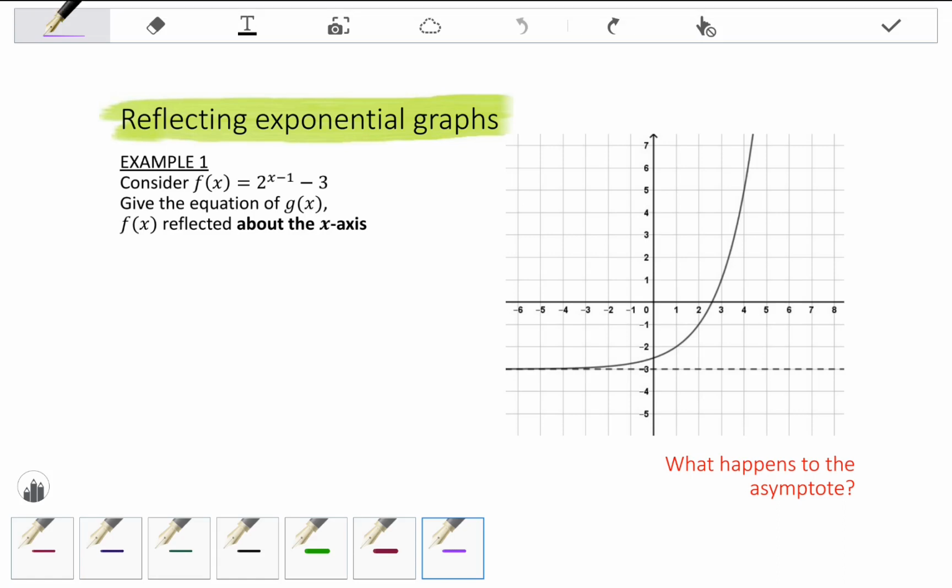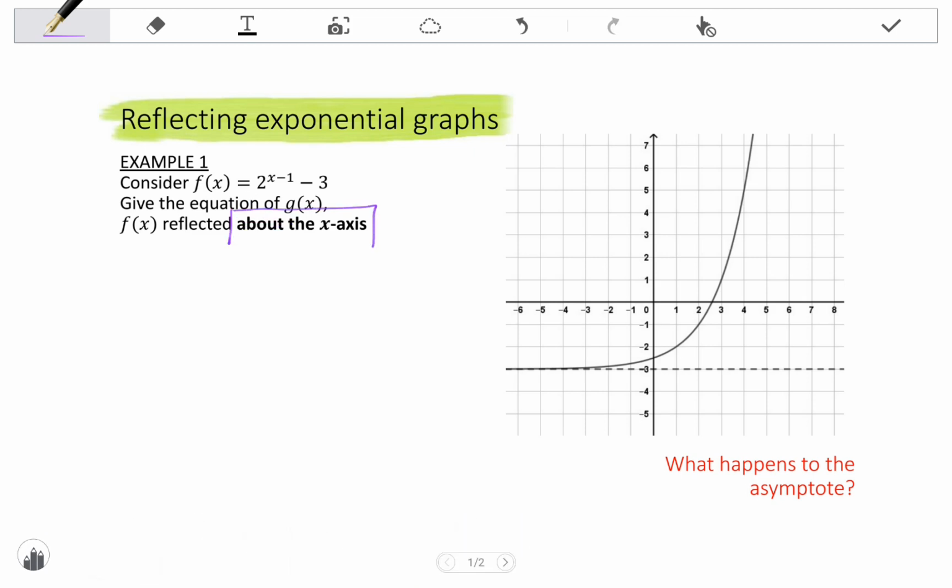In this video, we are going to look at reflecting exponential graphs, first about the x-axis and then about the y-axis. So, in this first example, it says consider f of x equal to 2 to the x minus 1 minus 3. Give the equation of g of x, f of x reflected about the x-axis.